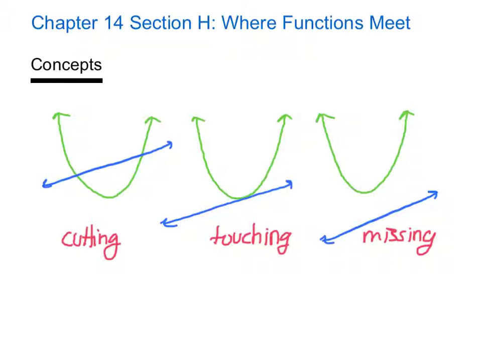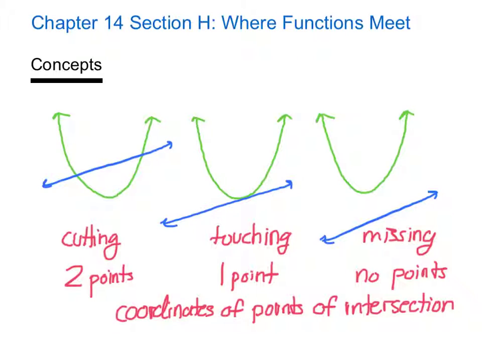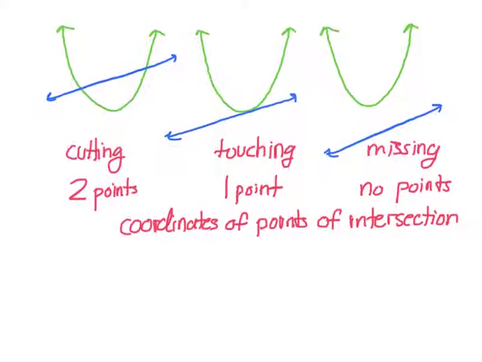And again, in the first case, we have 2 points of intersection. In the second, we have 1 point. And in the third, we have no points of intersection. Now, for the cases where we have intersections, we can find the coordinates of the points of intersection by solving these two functions or equations simultaneously.